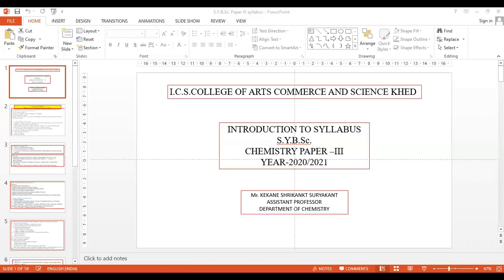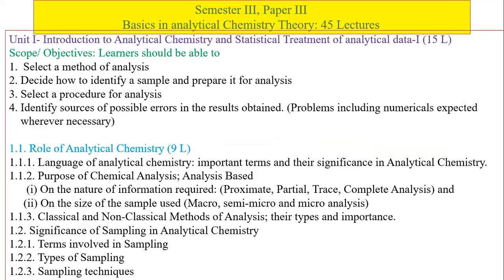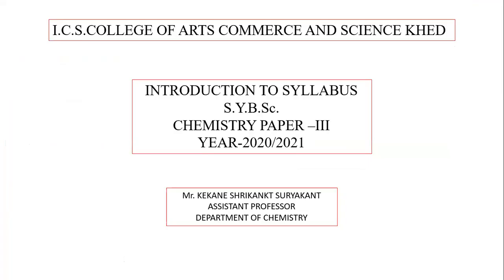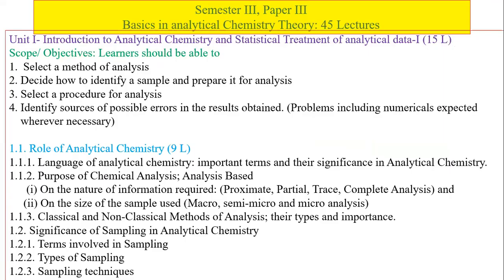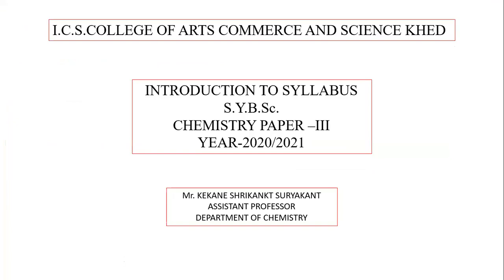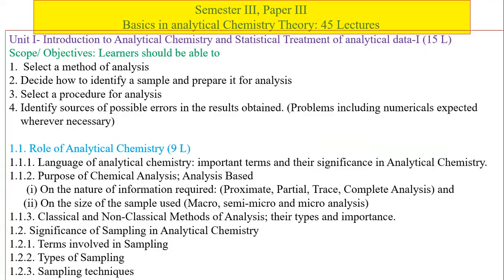Students, see here. Today we are going to discuss your syllabus. In S.Y.B.Sc there are a total of 3 units, and you have 3 papers for chemistry: chemistry first, chemistry second, and chemistry third.